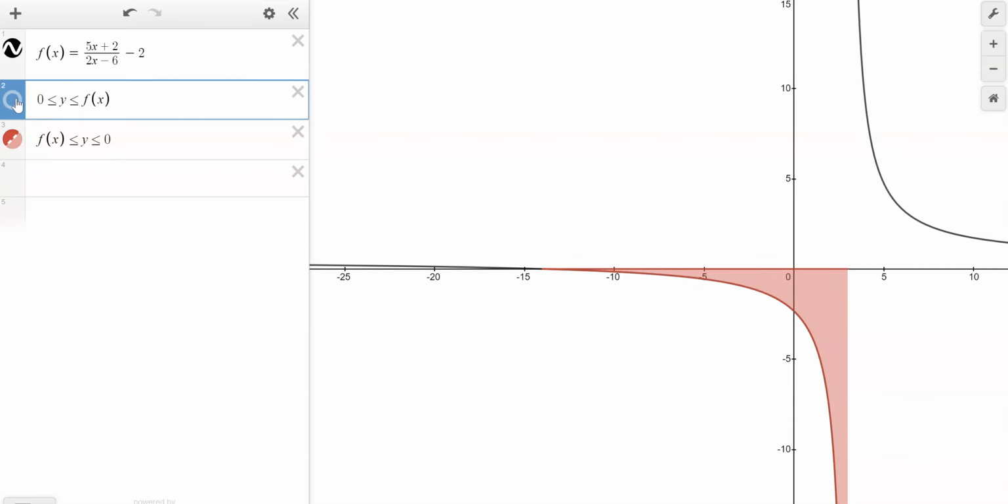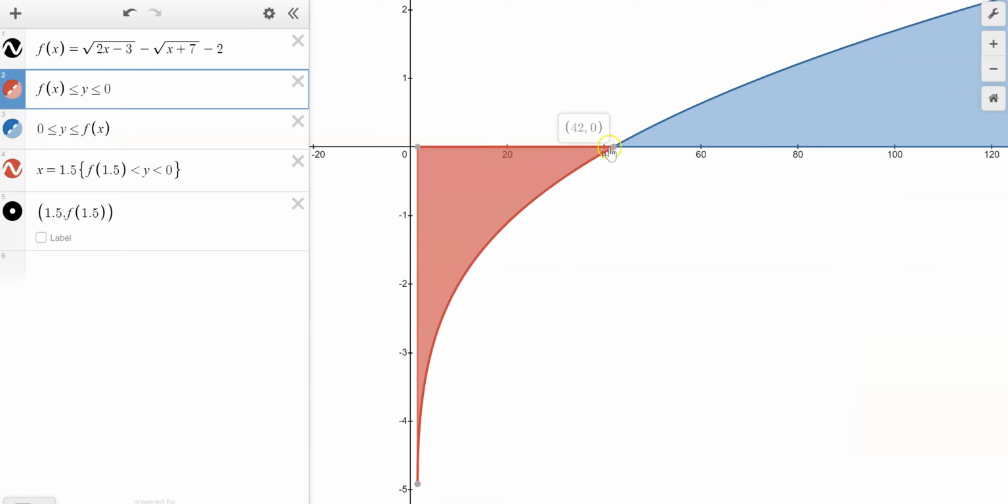You'll have the blue, so anything that's blue is greater than, anything that's red is less than, and wherever it hits the x-axis, that's 0. Just make sure you know your domains, because if you put 3 as a solution, it's going to come out wrong for that one. And our last one, this is it. So we know our solution's 42, this is the less than, this is the greater than, and that's it.